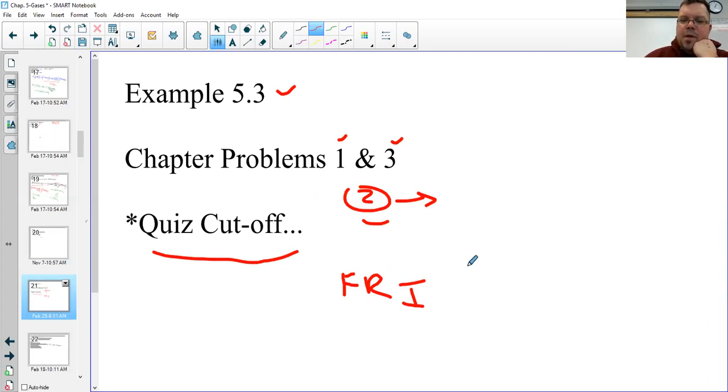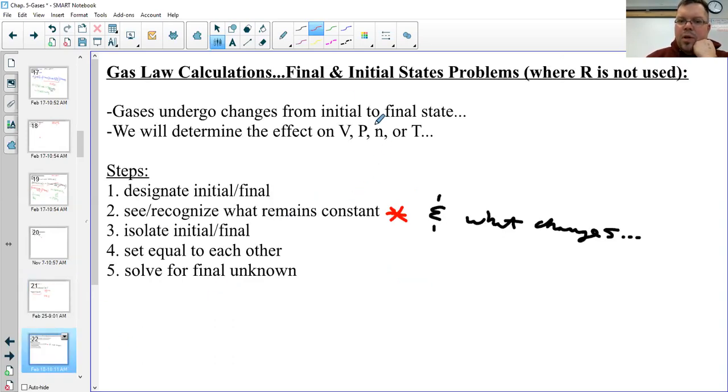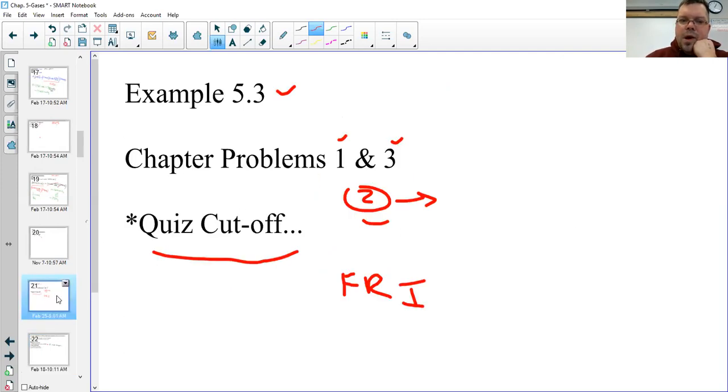And then tomorrow, after we look at some examples, we'll probably end up starting a little bit of talking about initial and final stage problems. You don't need to worry about writing this down, but we'll get to this tomorrow and then into Friday after the quiz.